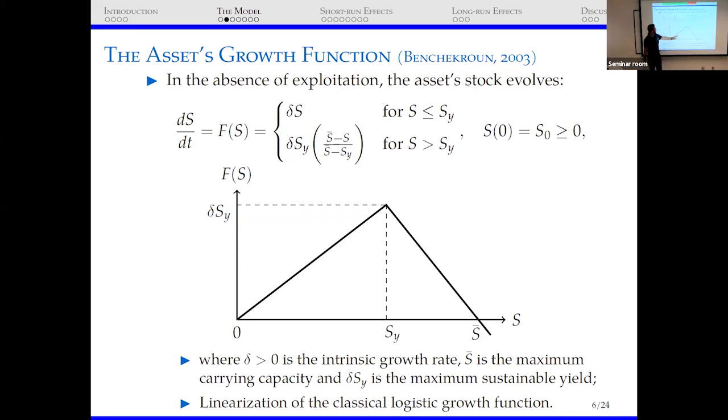The increasing part of the stock will be this part here. Delta S, where delta is just the intrinsic growth rate: for every fish, how many fish will we have next time? So how many babies do we have? And this part is the decreasing part of the growth of the stock. So the stock will always be growing, but at a certain point, it cannot grow more. Why? Because there is a theory behind this, and I'm going to show you where this comes from.